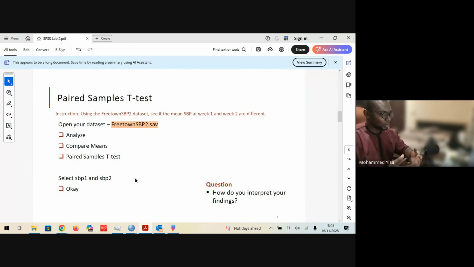So in all of this, our assumptions are that the data are normally distributed, and for the paired sample, we are also assuming that the variances are equal. It's a very weird word that you only hear in statistics: homoscedasticity. Basically, you are assuming that the data are normally distributed and that the variances are equal.